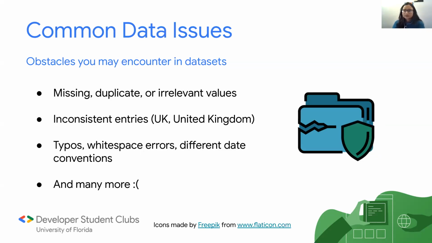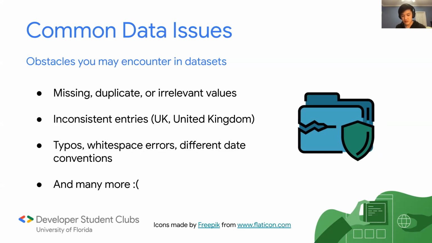So some of the common data issues I talked about in messy data sets are missing, duplicate, or values irrelevant to whatever problem you're trying to solve. In addition, some entries can be inconsistent. As pictured here, two ways to write the United Kingdom are UK, the abbreviation, or United Kingdom spelled out.